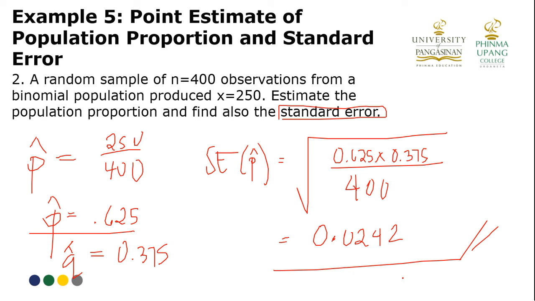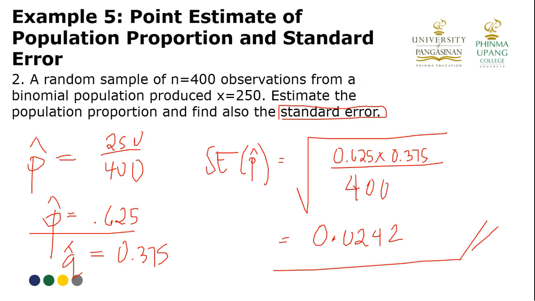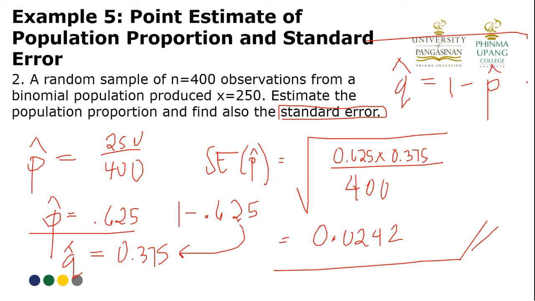If you have questions, just open your mic or you can utilize our chat box. Sir, paano pala ulit kukunin yung Q-hat? Q-hat is 1 minus 0.625, para makuha mo yung 0.375. Kasi yung formula niya is 1 minus P hat. Yan yung formula ng Q.